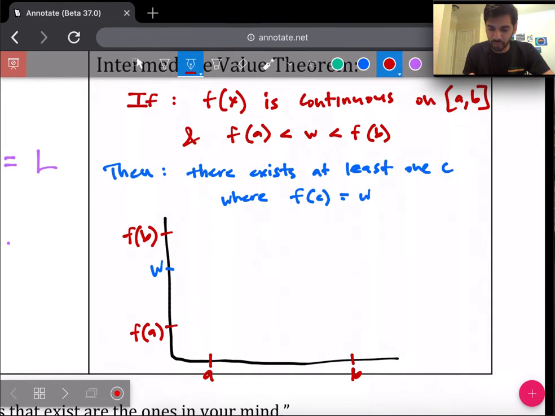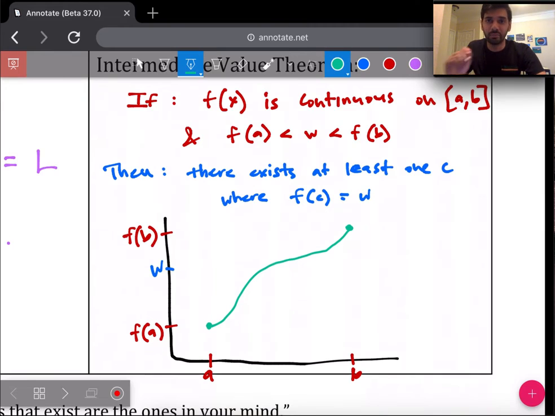Now I need to draw my function. So f of a and a should match up. F of b and b should match up on this coordinate plane. And we need to draw a function that's continuous in between a and b. So I have to keep my pencil on the paper when I draw it. It could be any function. I just have to keep my pen touching the screen when I draw it. I can't pick up my pen. So this is a continuous function in between a and b. And w looks like it's somewhere right here.